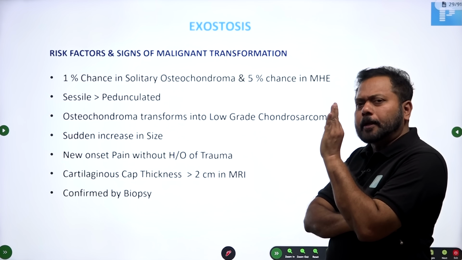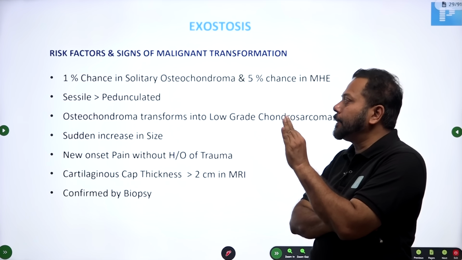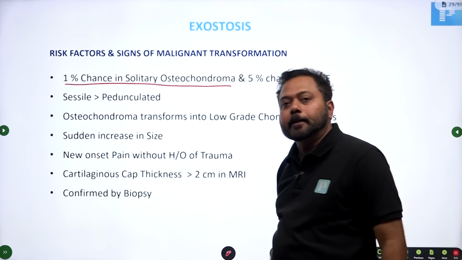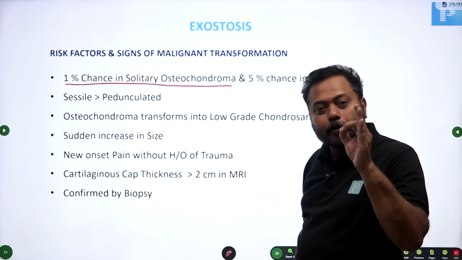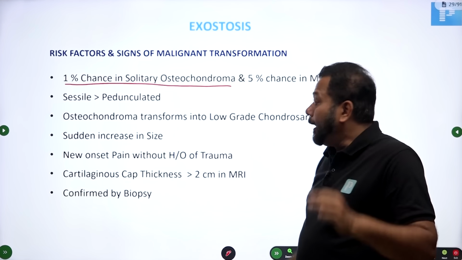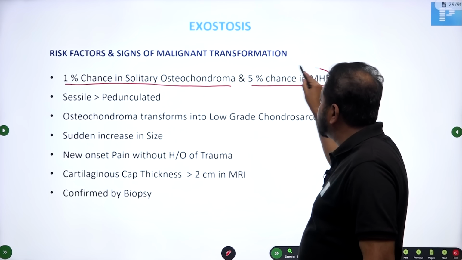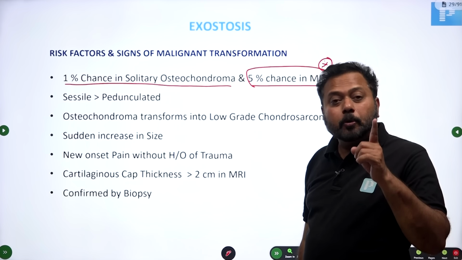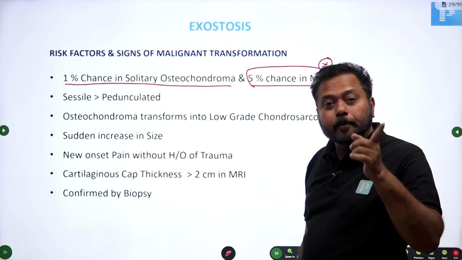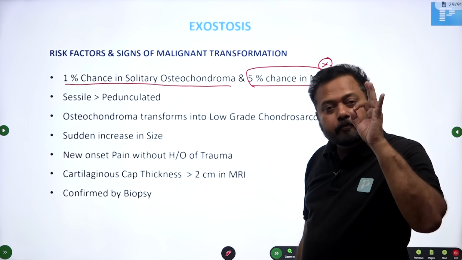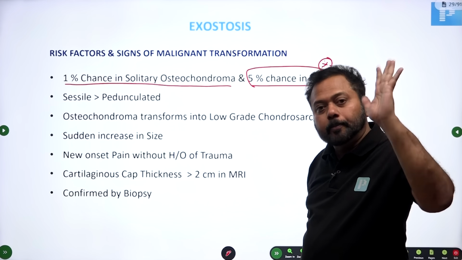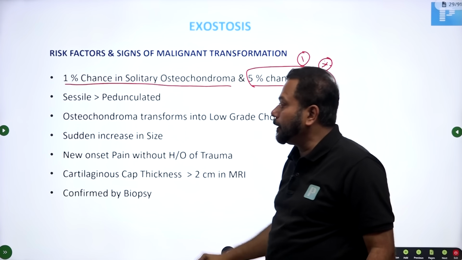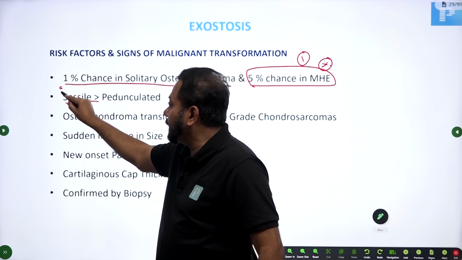This is the most important slide, dear friends. Please focus your fullest attention. 1% chance in solitary osteochondroma, that is simple exostosis, only 1% chance. Hereditary multiple exostosis, 5% chance. So multiple hereditary exostosis is very notorious to get transformed into malignancy. Point number 1, first risk factor. Second risk factor, you see, sessile is the second risk factor.